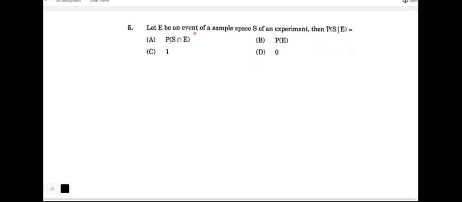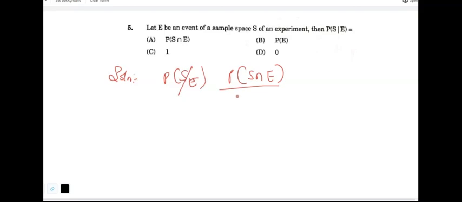Question number 5 says: let E be an event of a sample space S for an experiment. Then find P(S|E). The formula is P(S intersection E) divided by P(E). According to the formula, P(S intersection E) is nothing but E itself, divided by P(E). So this and this get cancelled. The answer is 1. So the answer is C.